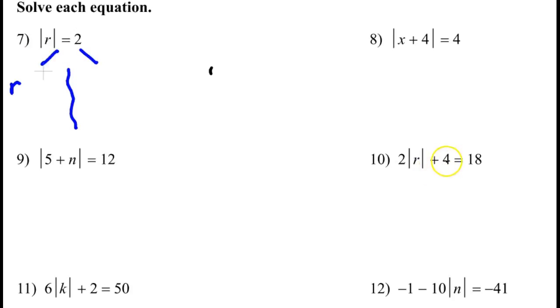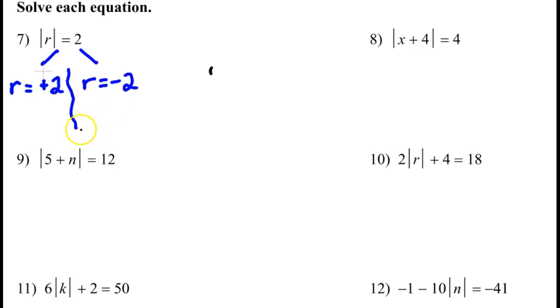When we get down here, there's a +4 on the outside and a times 2 on the outside. We have to take care of that first. But once you get to the point where you have only absolute value, you can break it up into 2 parts because there are 2 sides of that graph. One's positive and one is negative. This is after you've taken care of everything else, and sometimes you're going to have something to solve here, other times not.